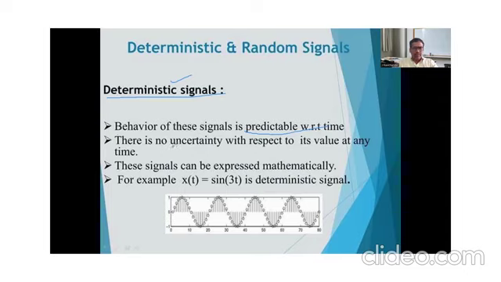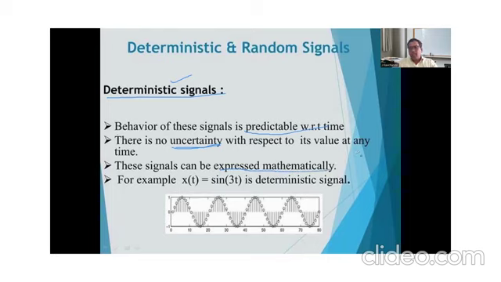In deterministic signals, there is no uncertainty. In a deterministic signal, there is no uncertainty with respect to its value at any time. There is no uncertainty with respect to time in a deterministic signal. These signals can be expressed mathematically.